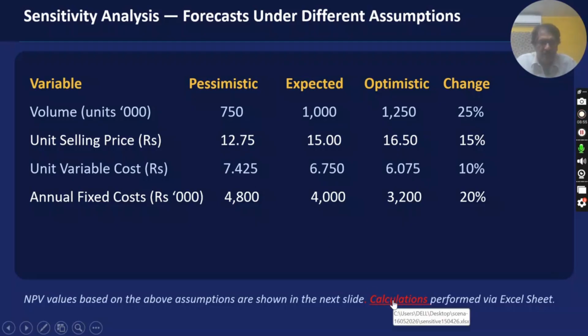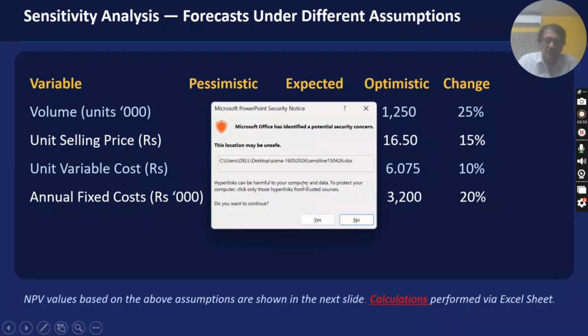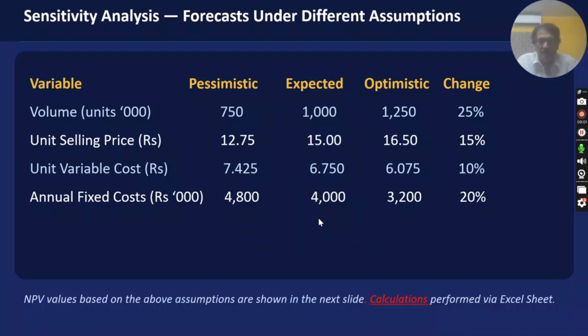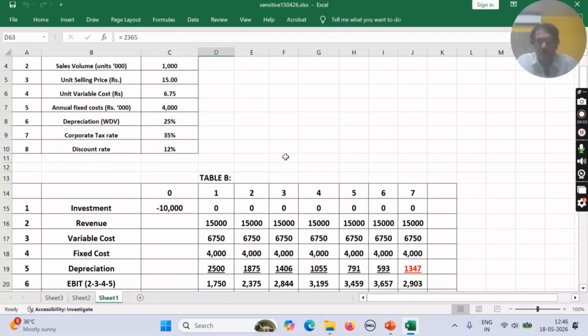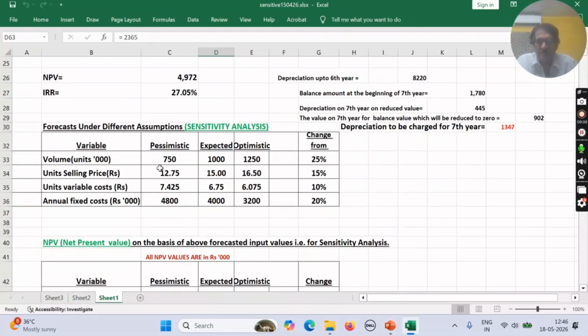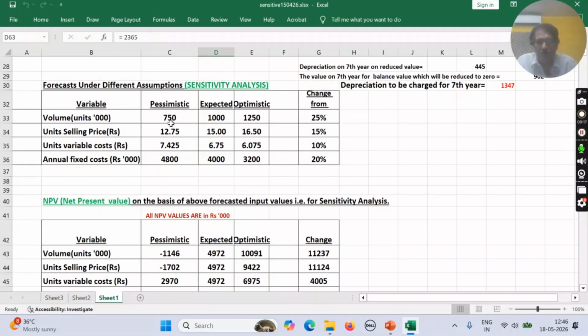How will we calculate? Again we are going back to the Excel sheet and see the calculation, because it is easy to calculate through Excel. These are the inputs you have just discussed through the PowerPoint slide: 750, 12.5. If the value of the volume is 750, what will be the NPV? This will be the NPV. You can calculate it instantly. I can show it. For the same project, I am changing only this volume to 750. You will see minus 1000. You note it down and can check it.